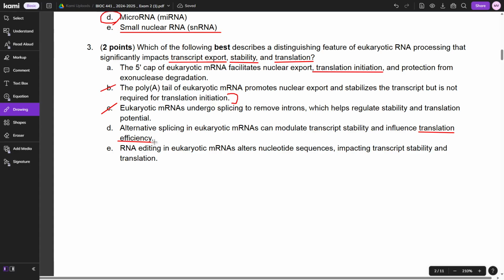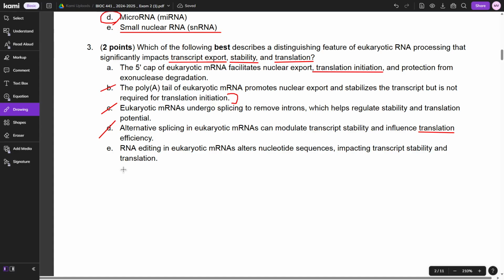So whenever you see splicing, right, that more has to do with creating different isoforms of a protein so you can get diverse protein structures. So I would say D is not the best answer here. And then for E, RNA editing in eukaryotes alters nucleotide sequences, impacting transcript stability and translation.